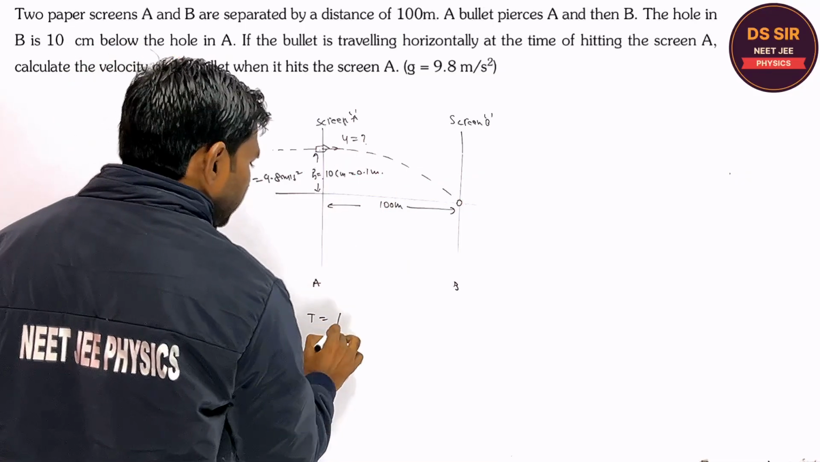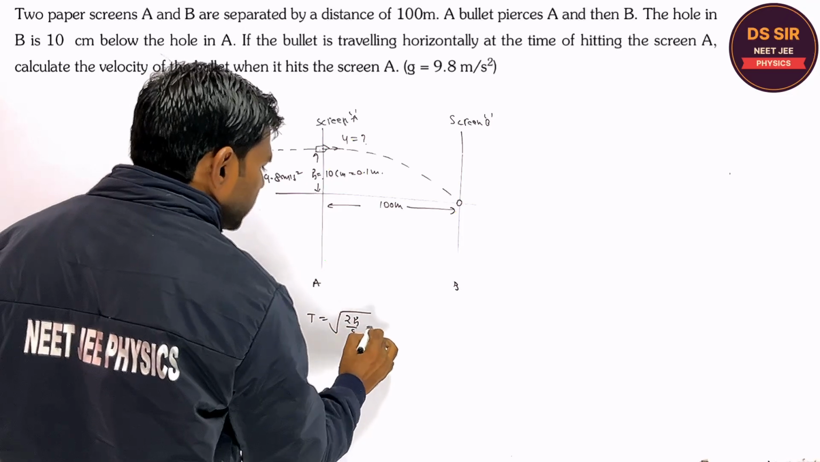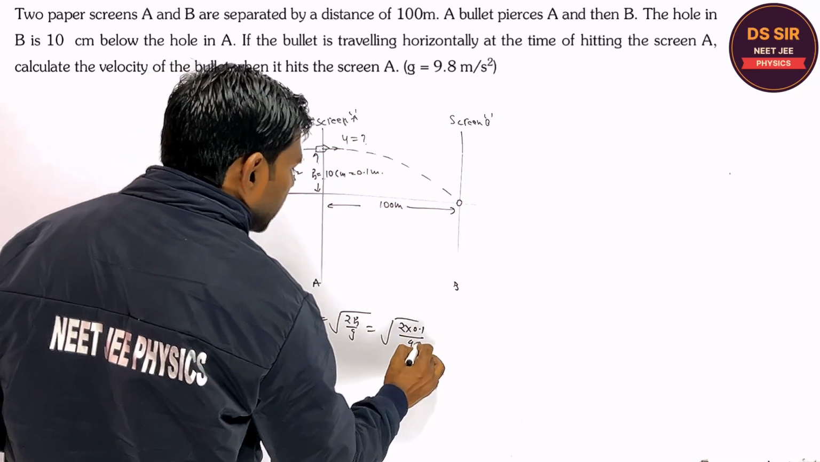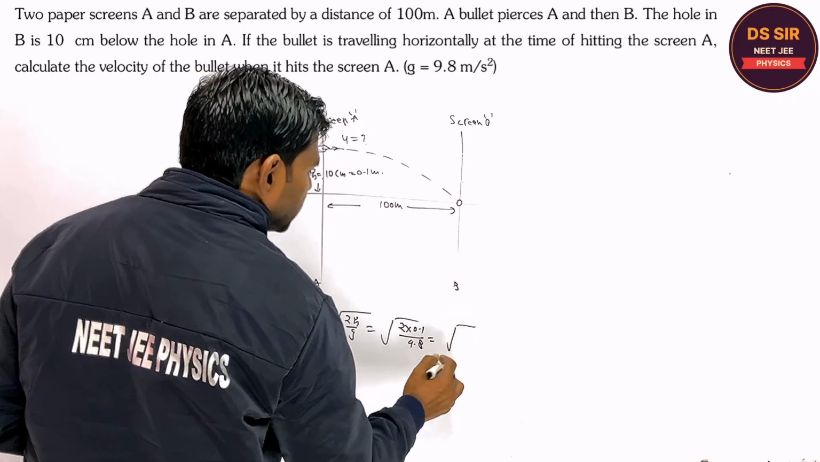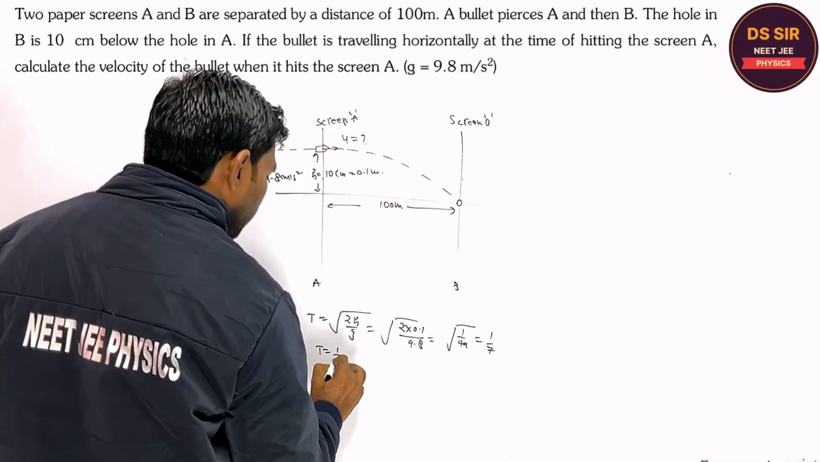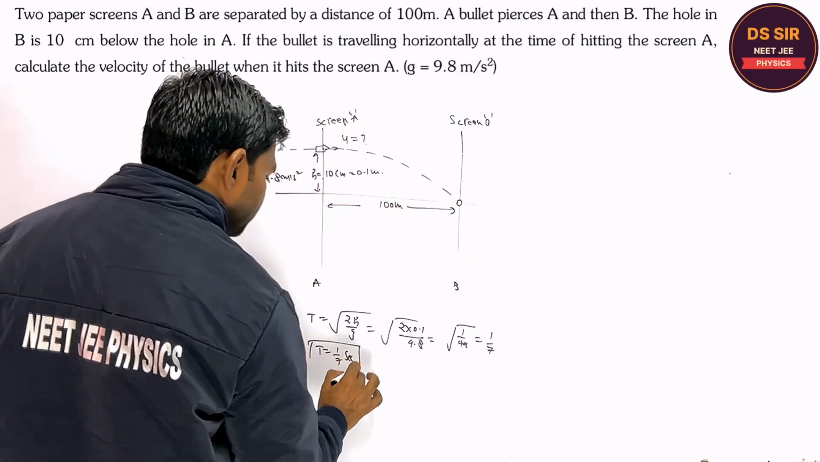So the time of flight is root 2h upon g, I will use. h is 0.1, g is 9.8. So how much is it? 1 upon 49, 1 upon 7. 1 upon 7 second. Fine.